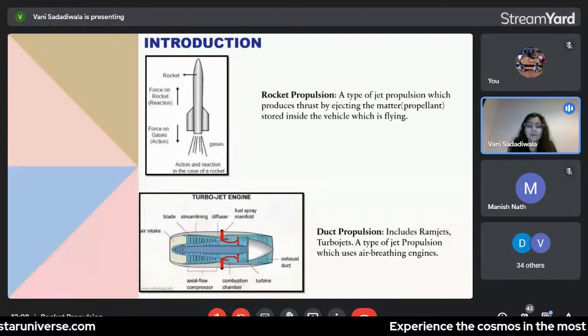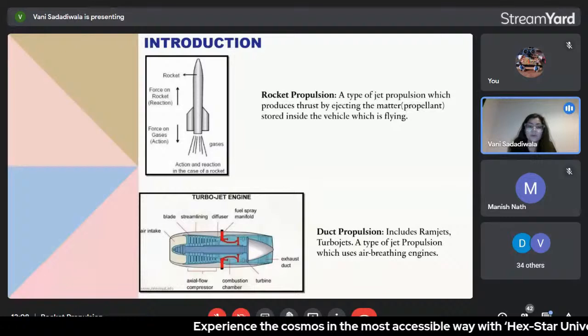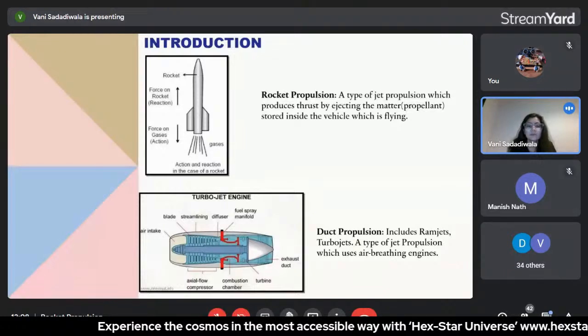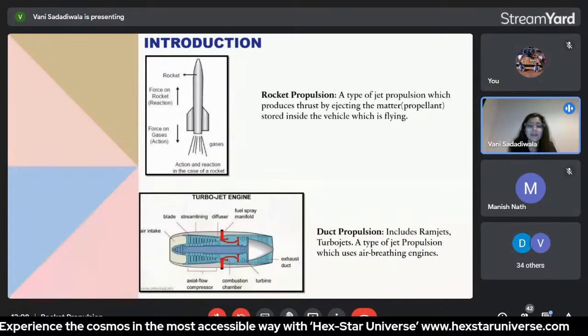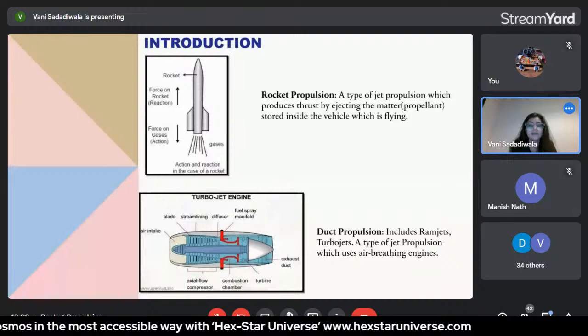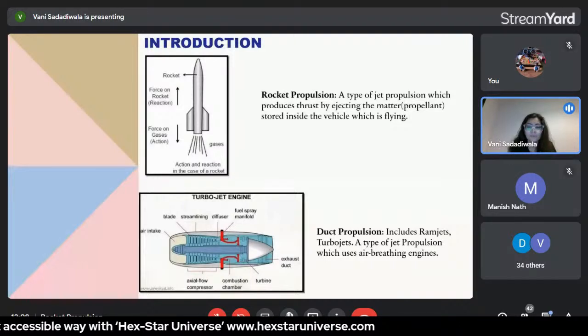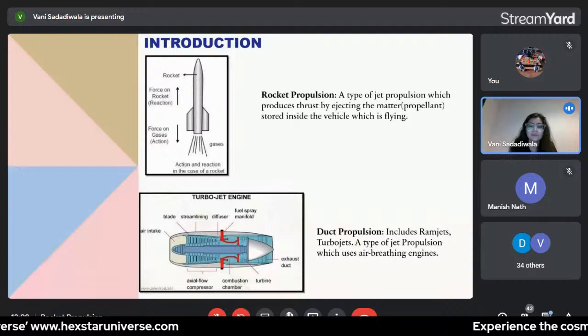So I hope you are now clear with the concepts of what rocket propulsion is and how it works. It works on Newton's third law of motion, that is, every action has an equal and opposite reaction. And when it comes to duct propulsion, it basically uses air as a major part of the working process.